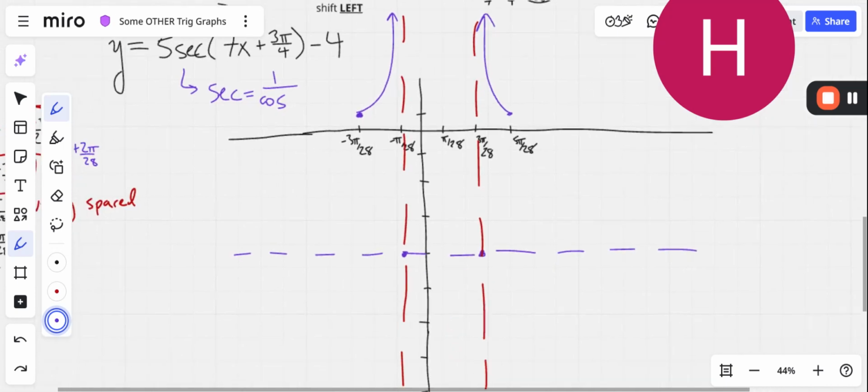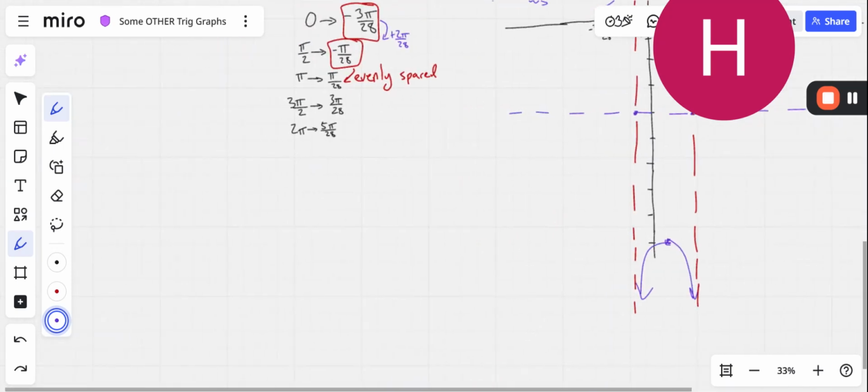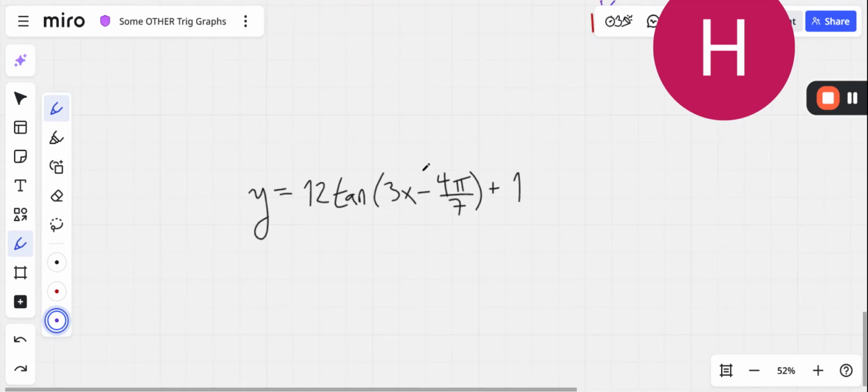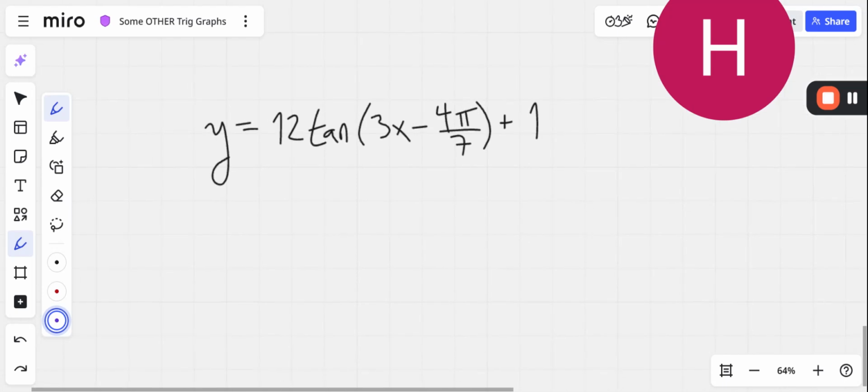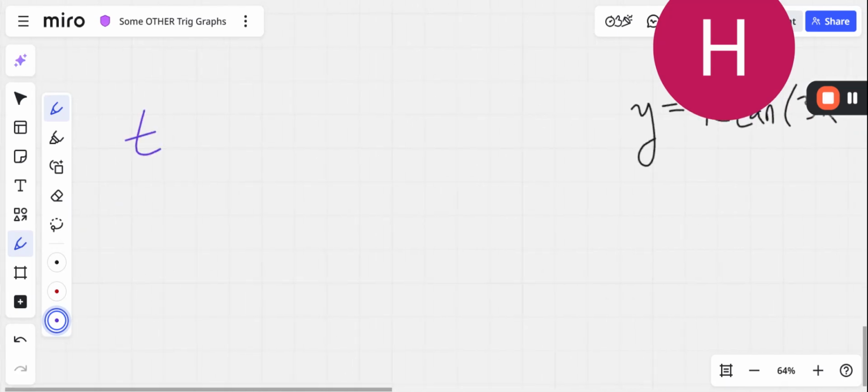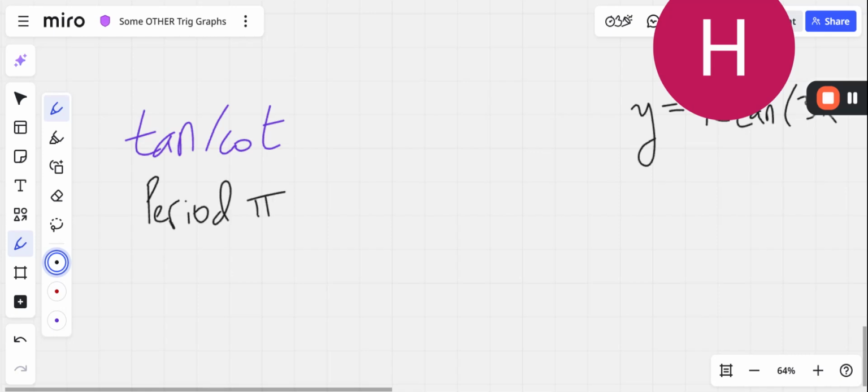There's your graph. Beautiful. Ready for the last one? I hope you are. Now the last one is the tangent graph, which is a little bit different. I just want to mention what the quarter marks for tangent normally are, because for tan and cotan, the quarter marks, or I should say the period, is pi over b.